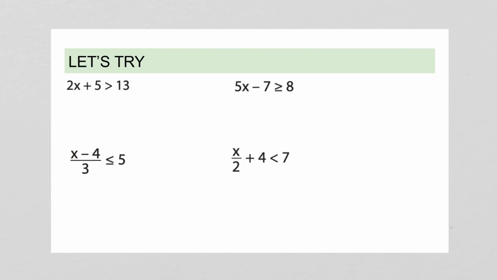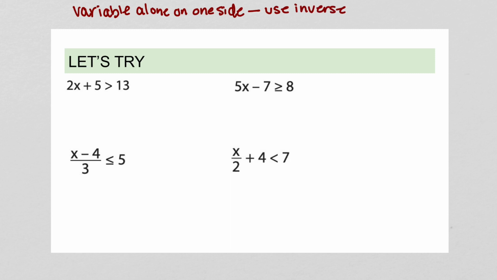So let's give it a try. So remember, when we are solving, we want to get the variable, one single copy of the variable alone on one side. And how do we do that? We're going to use inverse operations. So if it says to add, I'm going to subtract. And the same way, if it says to subtract, I'm going to add. If it says to multiply, I'm going to divide. If I'm supposed to divide, I'm going to multiply.